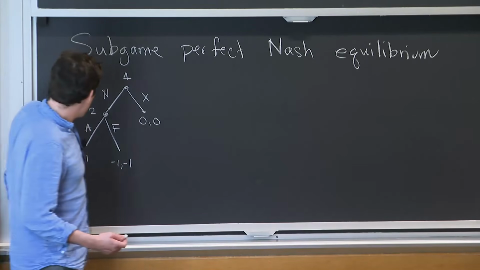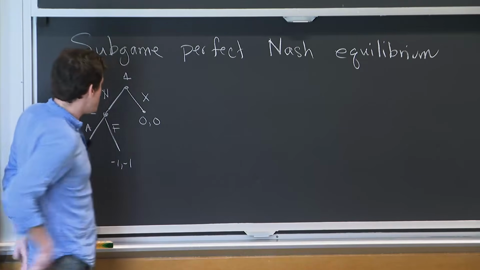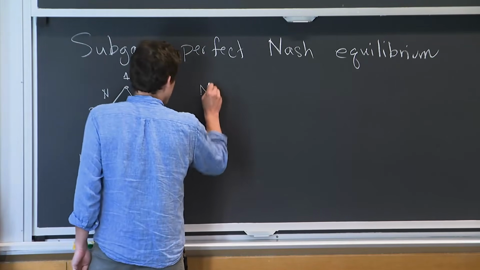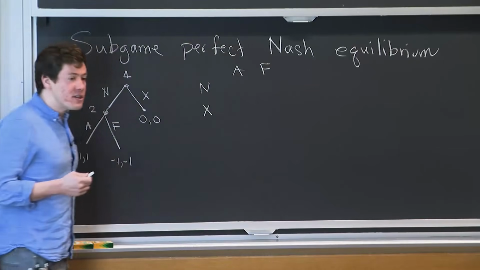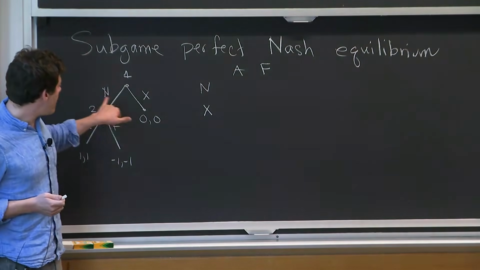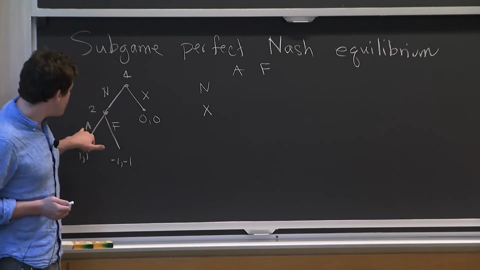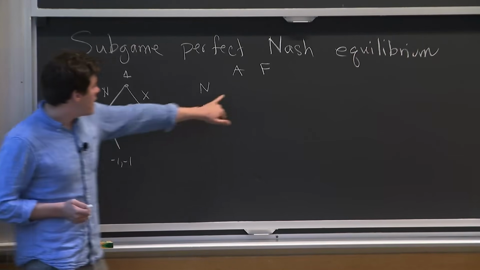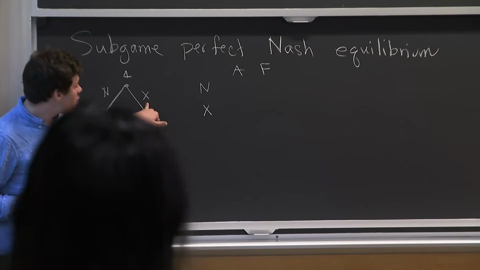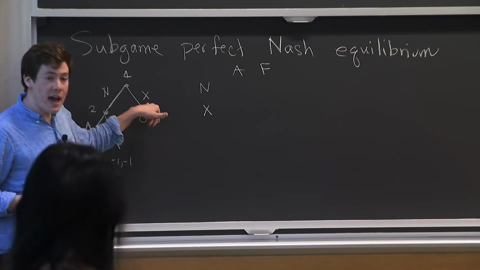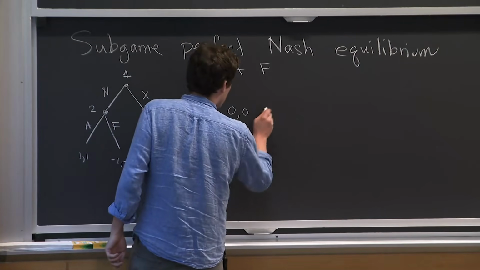So first, let's just represent this in strategic form. This is a bit of a review here. So if we represent this in strategic form, player 1 has 2 strategies, N and X. And player 2 has 2 strategies, A and F. And we can put them here. And then we just need to fill in the payoffs. Well, if player 1 does not enter, if they exit, then both players get a payoff of 0. So we have 0, 0, 0, 0.